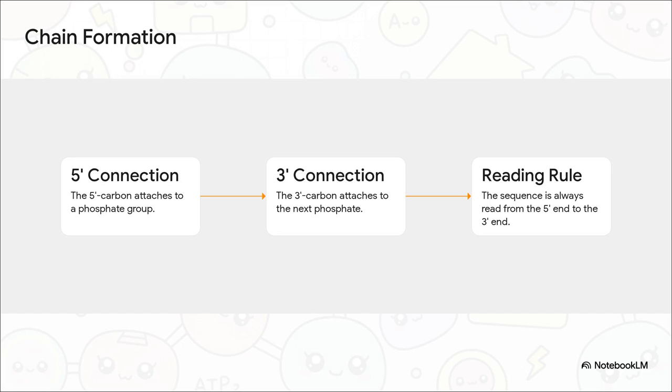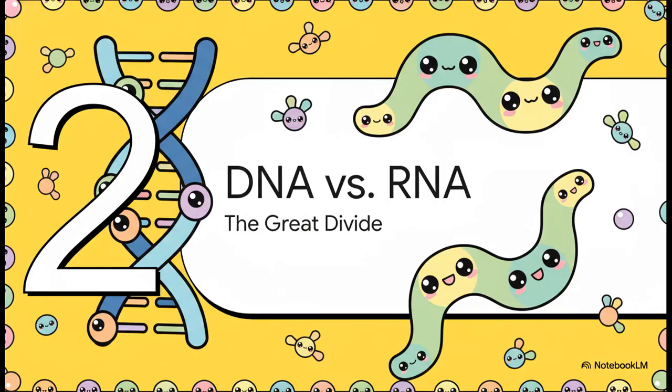Now, how do these individual pieces actually snap together to form a chain? Well, the phosphate group of a single nucleotide connects to its 5' carbon. To link up to the next piece in the chain, the 3' carbon attaches to the phosphate of the next nucleotide, creating what's called a phosphodiester bond. This specific directional backbone dictates that our genetic code is exclusively read in one direction, from the 5' end down to the 3' end. Moving right along to Section 2, DNA versus RNA, the Great Divide.